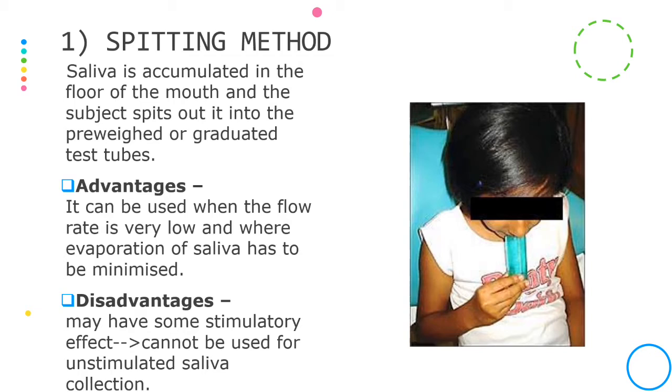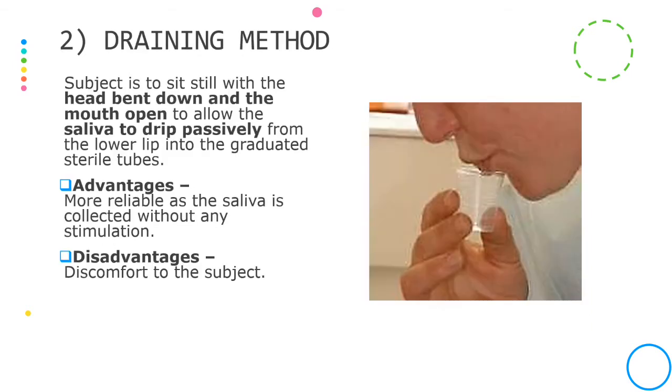Saliva is accumulated in the floor of the mouth and the subject spits out into pre-weighed or graduated test tubes. The advantages of this method is that it can be used when the flow rate is very low and where evaporation of saliva has to be minimized. The disadvantages, however, this method may have some stimulatory effect, hence it cannot be used for unstimulated saliva collection.